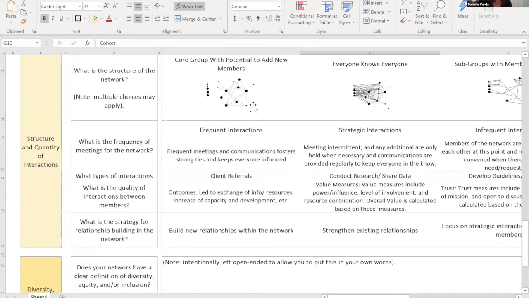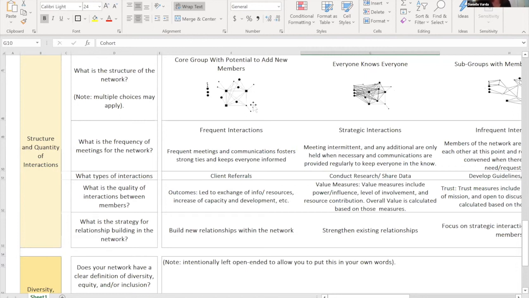Structure and quantity of interactions. This should say quantity and quality of interactions. There's just questions that we have. This is where people love network visualizations. Like, what does our network actually look like if we visualized it, and what is that structure? So we have some versions of pictures here that you'll see look like my other slide.